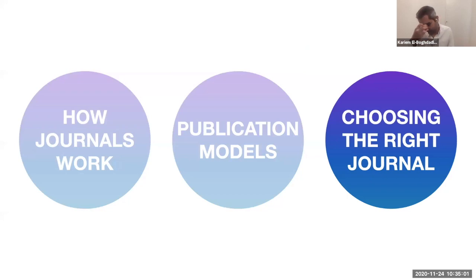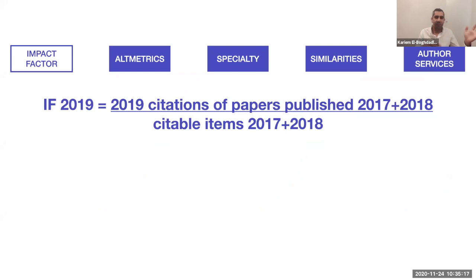A lot of thought needs to go into this. I've discussed this with several people in the past, some of whom are actually watching here today. There are lots of reasons to choose a particular journal to send your work to. Some of them are impact factor, Altmetrics, specialty, similar papers, and author services. The commonest one is impact factor.